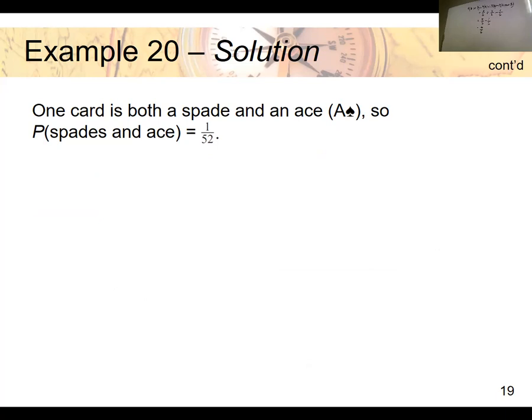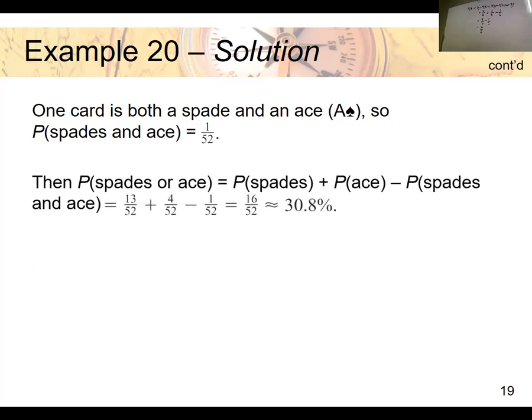Okay, so we had to use the other formula where you have to do the probability of A plus the probability of B minus the probability of A and B. So the probability of a spade, 13 over 52, plus the probability of getting an ace, 4 over 52, minus the ace of spades, 1 out of 52. That will end up being 16 over 52, or approximately 30.8%. Questions on that?